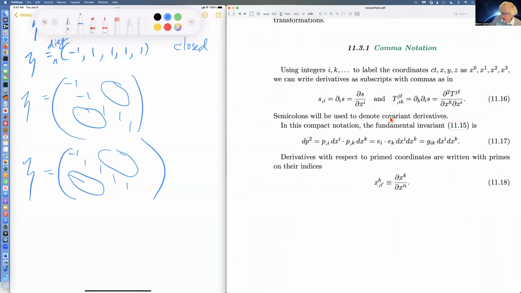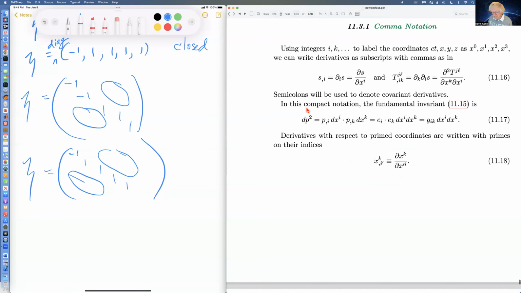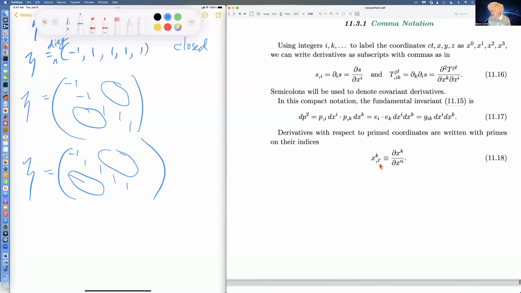So in this more compact notation, you can say that the basic invariant of general relativity is p comma I dxi dotted into p comma k dxk. That's a dot product of the tangent vectors multiplied by the dx's, and that's this metric of space-time times dxi dxk. And derivatives with respect to prime coordinates like this, you write in comma notation, and you put the prime on the index.